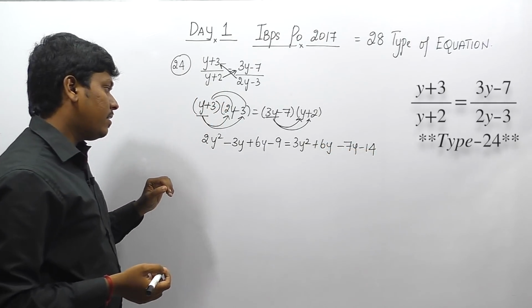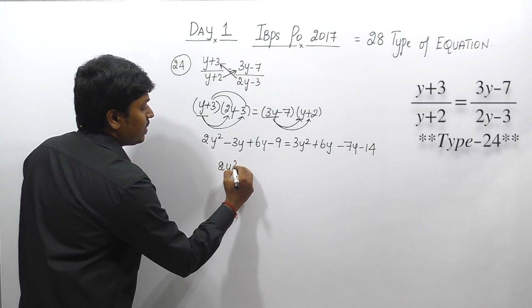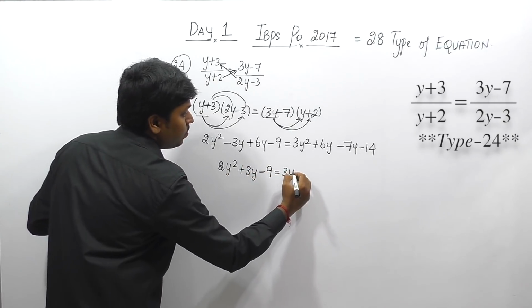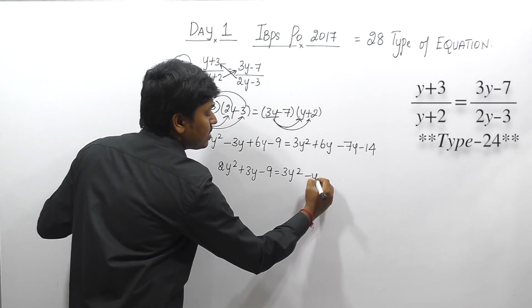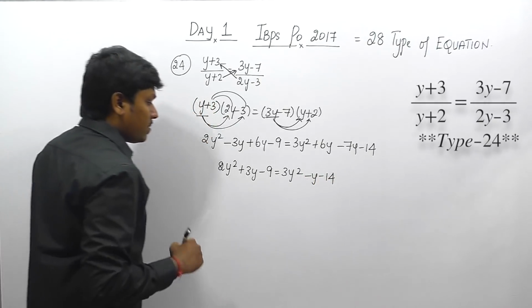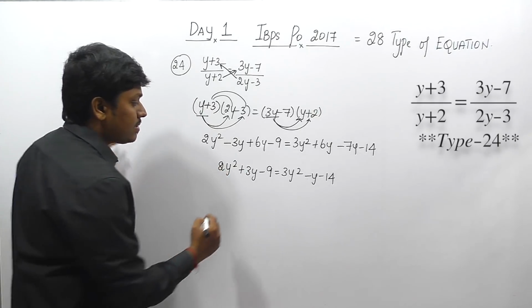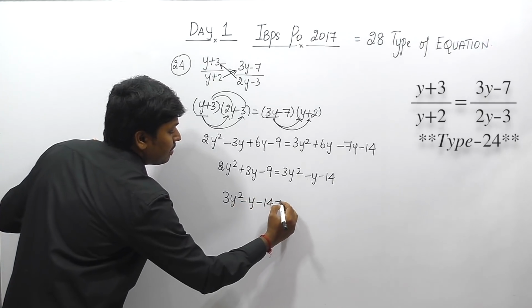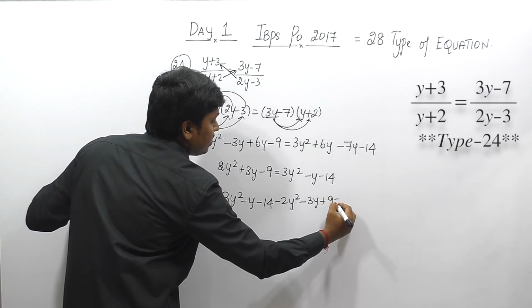Now here it is 2y square plus 3y, minus 9 is equals to 3y square. Here it is 6y minus 7y becomes minus y, so minus 14. Let's bring all these left hand side terms towards the right hand side, so that 3y square minus y minus 14 minus 2y square minus 3y plus 9 is equals to 0.